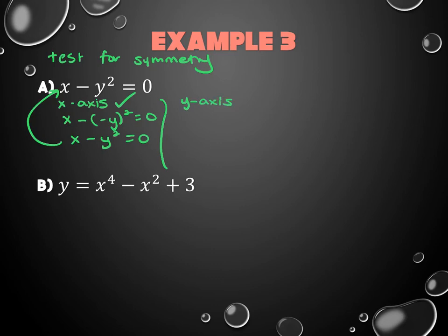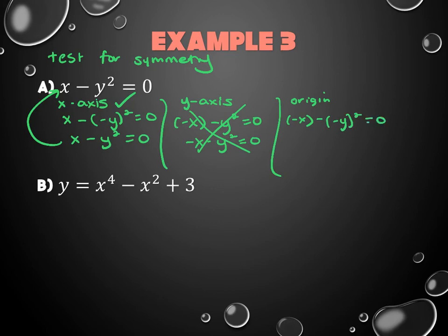Y-axis, I plug a -x in for x. And I get -x minus y squared equals 0. It doesn't equal the original, and only one term is the opposite, not 2. So it's not y-axis symmetry. And then we do the origin. -x minus -y squared equals 0, and I get -x minus y squared. Again, the x changes, not the y, so it's not symmetric to the origin. So this is only symmetric to the x-axis.